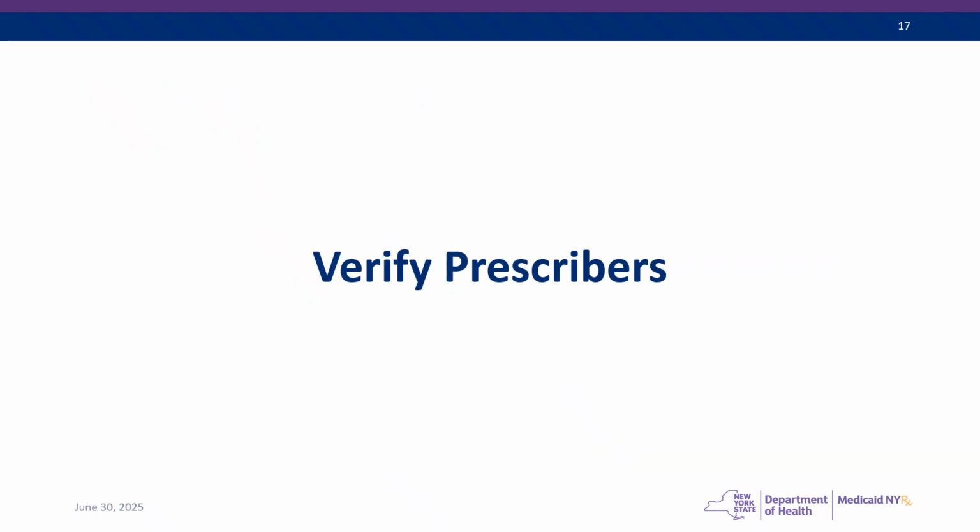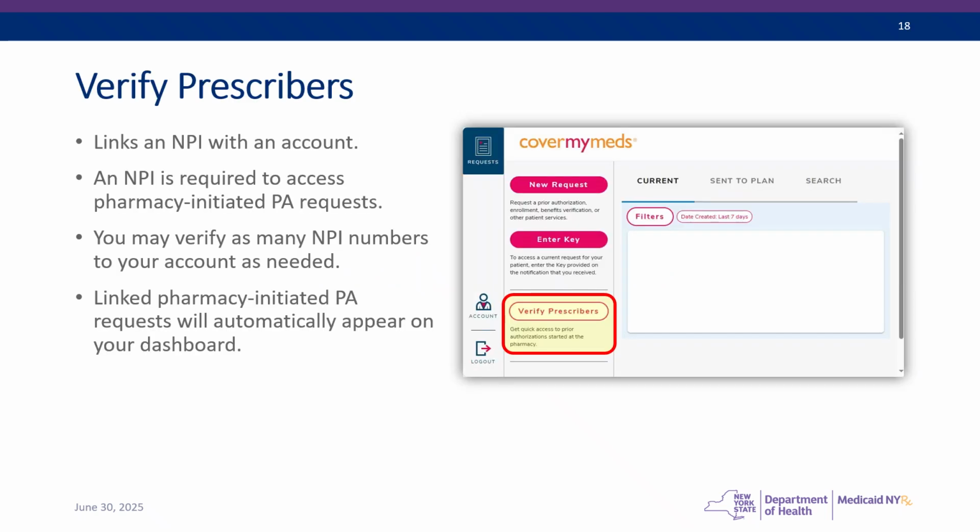Next, we will discuss prescriber verification. Before you can begin working with ePA, you will need to verify prescribers. With prescriber verification, ePA requests submitted with a Prescriber National Provider Identifier, or NPI, that has been verified to your account will appear on your dashboard. Whether you are a prescriber linking your NPI or an authorized agent linking multiple NPIs to your account, all users need to take action for the account linking to be successful.